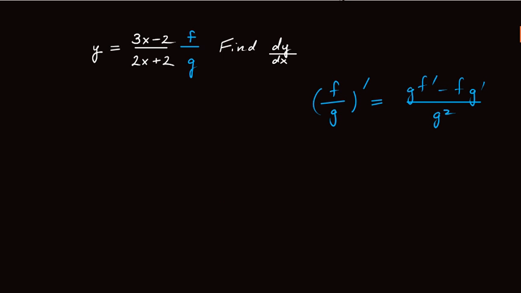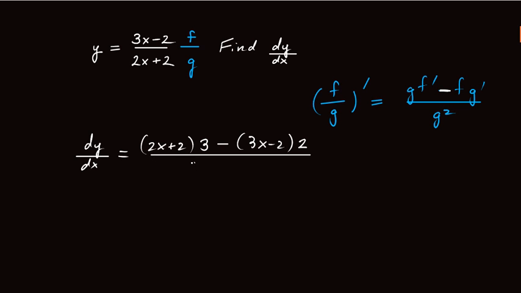Okay, so let's apply it in this situation. So what do I get? dy dx is going to be equal to, well, the first thing is the g, which is the denominator, 2x plus 2, which I set off with parentheses, and then times f prime, which is the derivative of the numerator. The derivative of the numerator is just 3. And now I subtract. I subtract off f, which is 3x minus 2, which I set off with parentheses, times the derivative of g, which is just 2. Now I divide everything by the denominator squared, g squared. And that's it. That's your derivative.